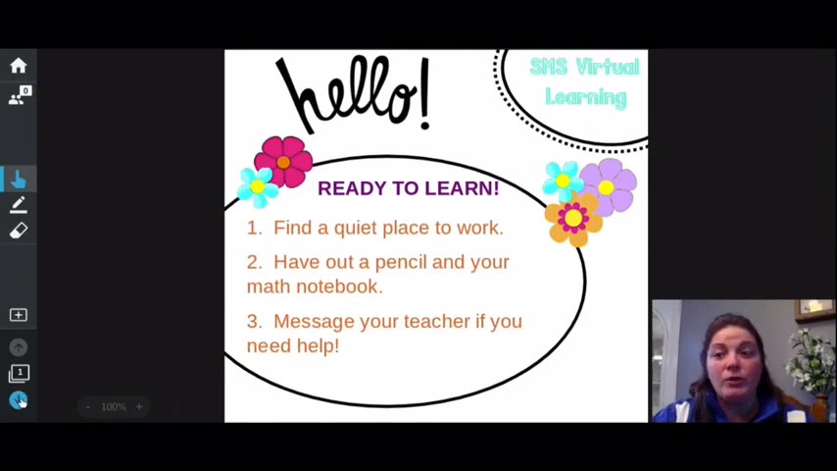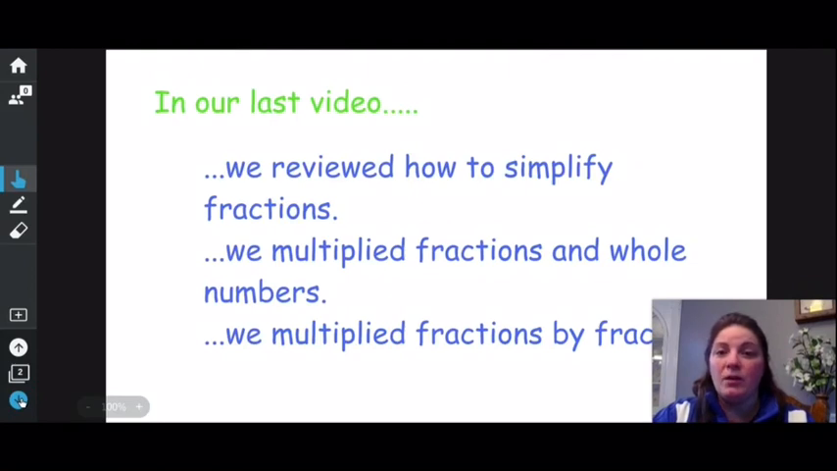Let's recall what we learned in our last video. In our last video, we reviewed how to simplify fractions. That was our warm-up. In our last video, we learned how to multiply fractions and whole numbers together. And in our last video, we multiplied fractions by fractions. We're going to need all of those skills today as we learn our next lesson.